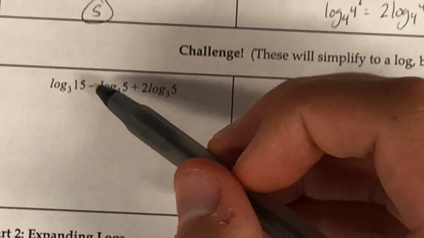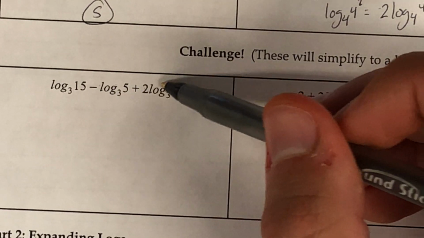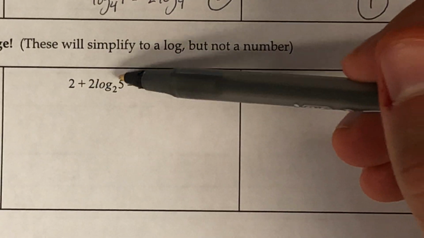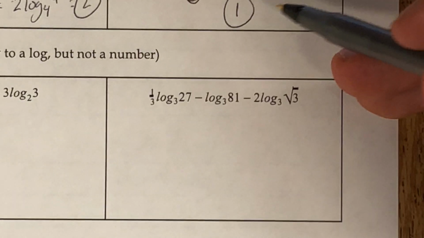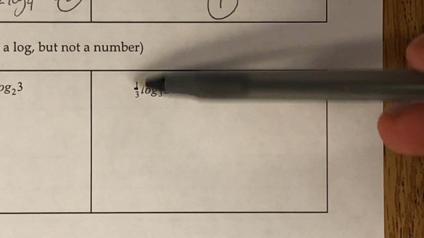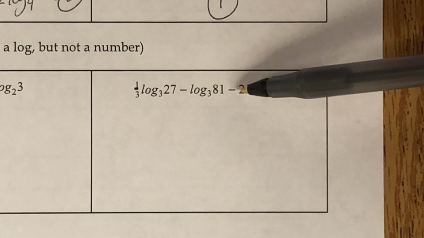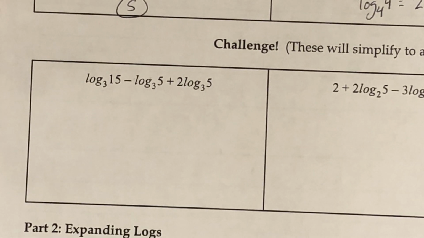So we've got log base 3 of 15 minus log base 3 of 5 plus 2 times log base 3 of 5. Then we have 2 plus 2 times log base 2 of 5 minus 3 times log base 2 of 3. And then on the back end, 1/3 log base 3 of 27 minus log base 3 of 81 minus 2 times log base 3 of the square root of 3. So you can try all 3 of those, pause the video, and I'll walk through them.